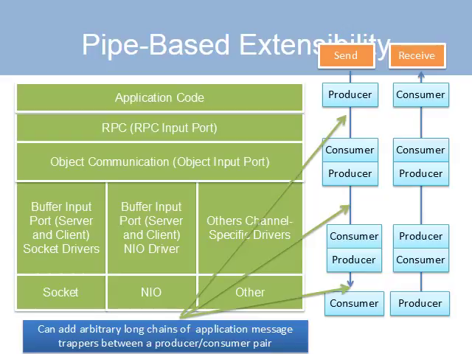Okay, so for instance, when you go from the object layer to the buffer layer, the serialization is not done by the object port, not done by the buffer port. It's done by a trapper that sits in between them that does the translation. And if you want to change serialization, you just change the trapper. You don't change the whole port.